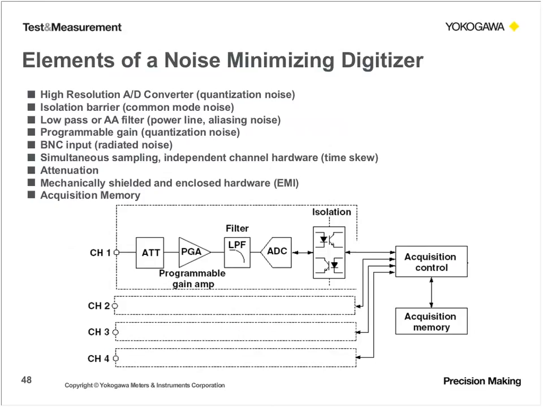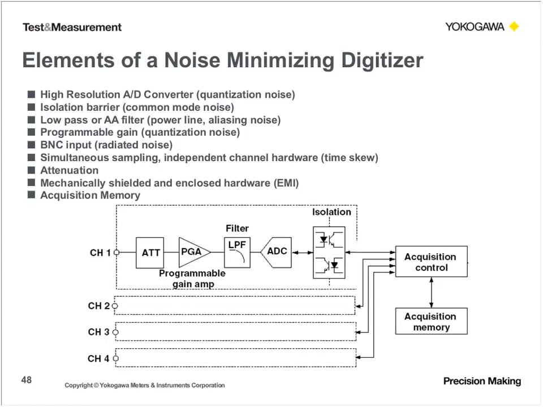Another impactful way to eliminate all of these types of noise is to pick a digitizer that can really oversample and provide high resolution. So essentially for quantization noise, you want to pick a high resolution A to D converter, maybe a 16-bit or 18-bit that can provide you a good number of counts. For dealing with common mode noise, you want to implement an isolation barrier, either in between the instrument and the sensor, or across the sensor, or one or both.